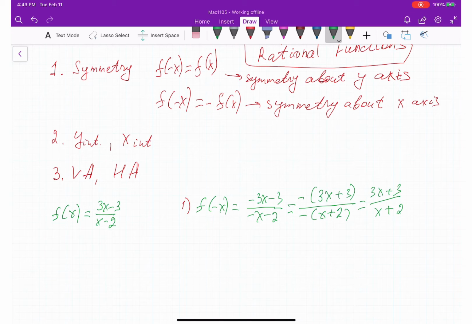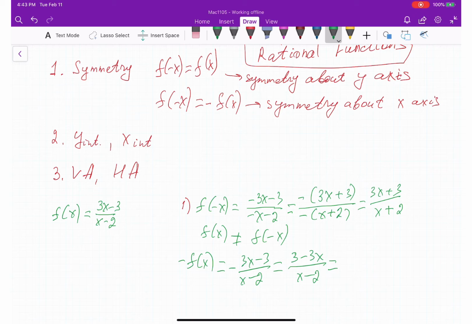So as we can see, f of x is not equal to f of negative x. So it doesn't have a symmetric graph about the y-axis. And negative f of x, if I put negative f of x, it's going to equal (negative 3x minus 3) over (x minus 2), which is the same thing. I can put it equal to (3 minus 3x) over (x minus 2), or I can change x at the bottom, (3x minus 3) over (2 minus x).